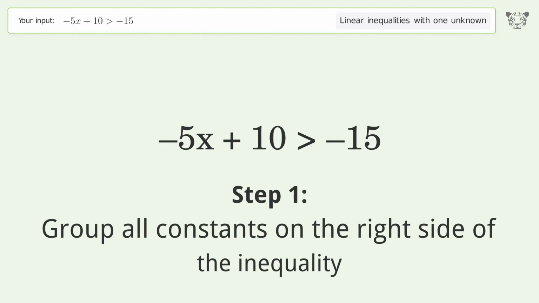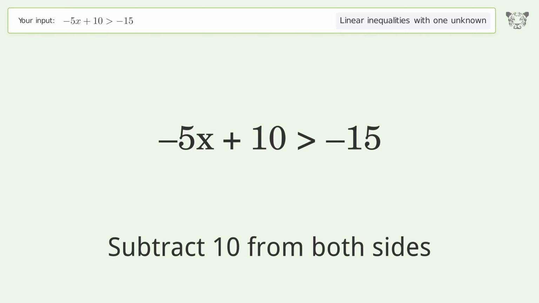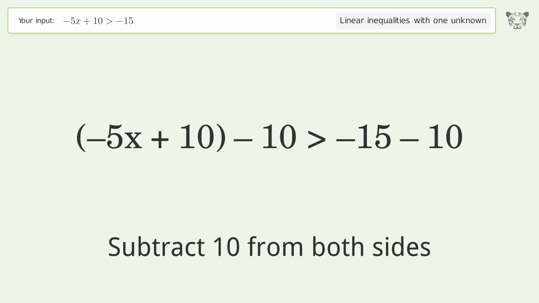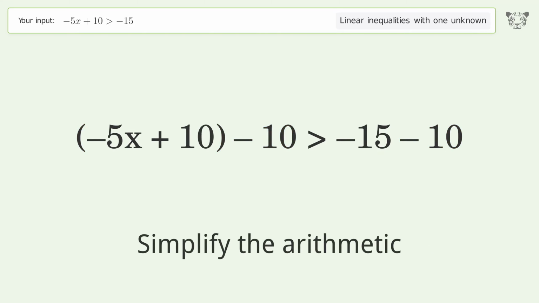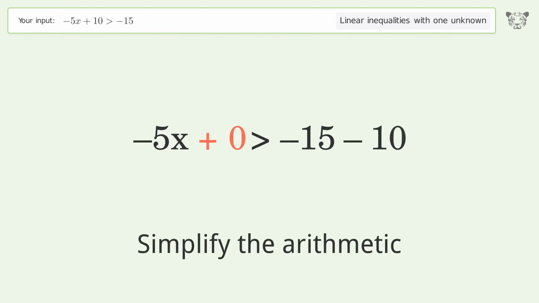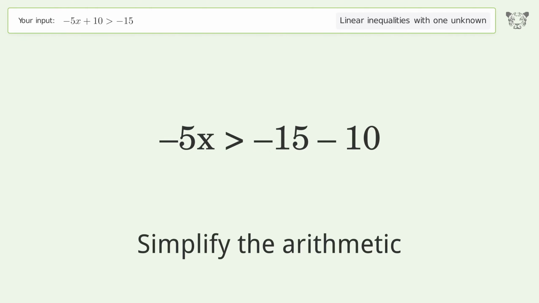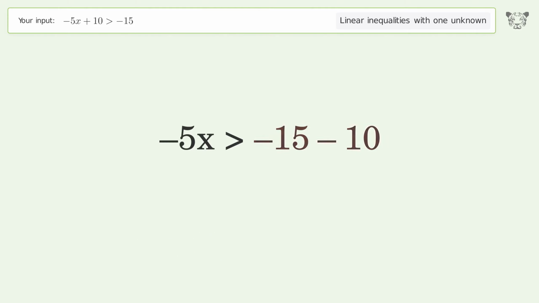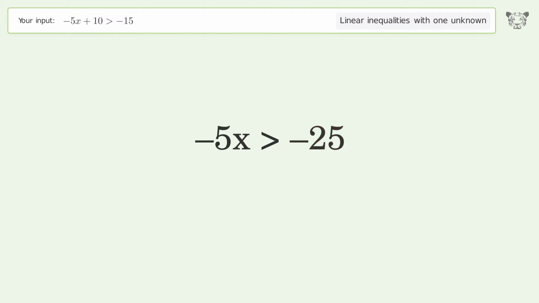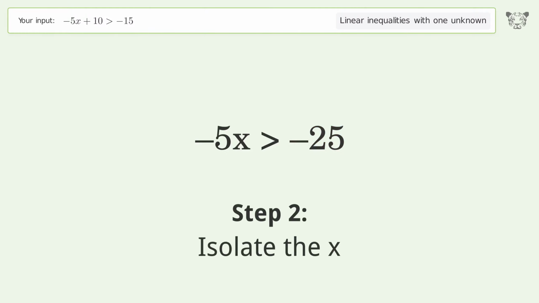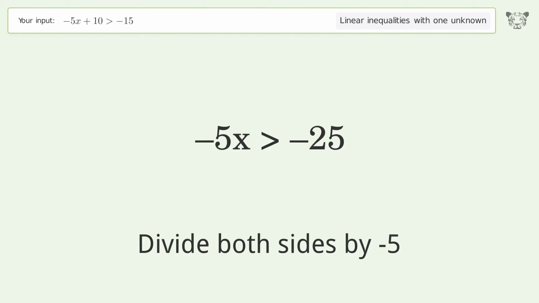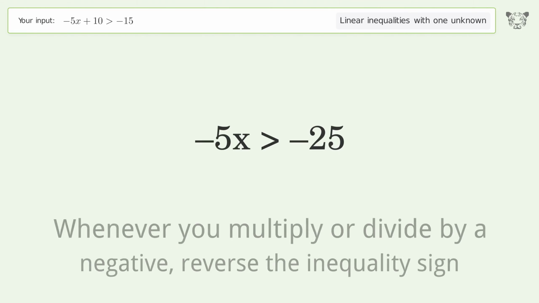Group all constants on the right side of the inequality. Subtract 10 from both sides. Simplify the arithmetic. Isolate the x. Divide both sides by -5. Whenever you multiply or divide by a negative, reverse the inequality sign.